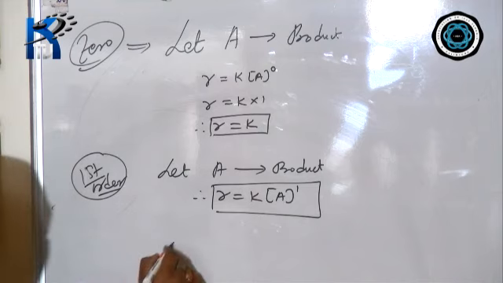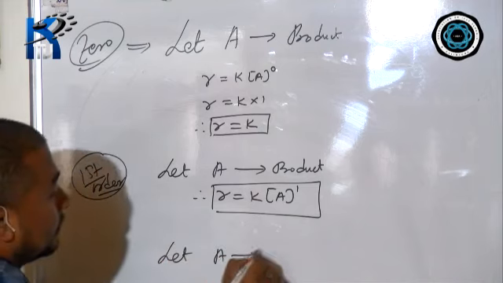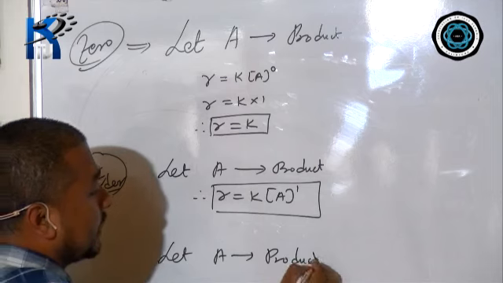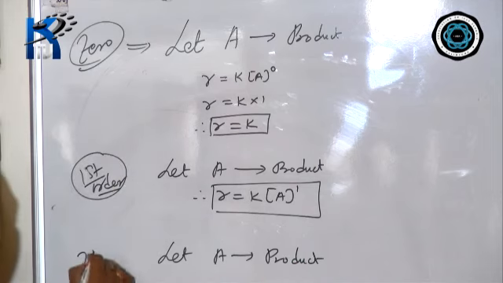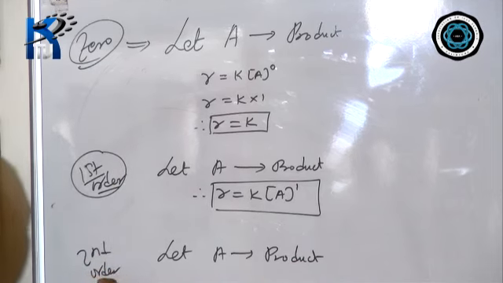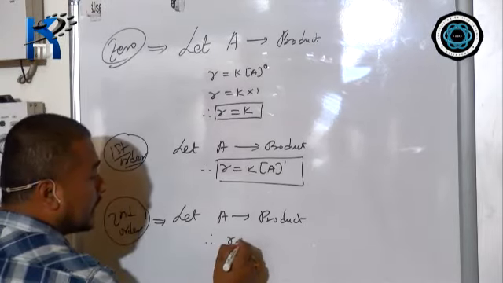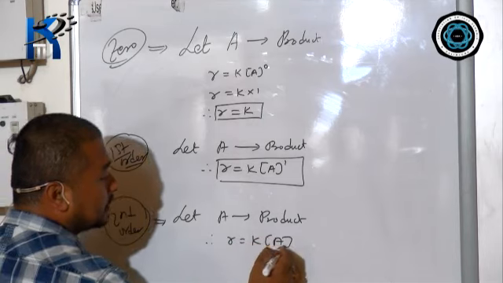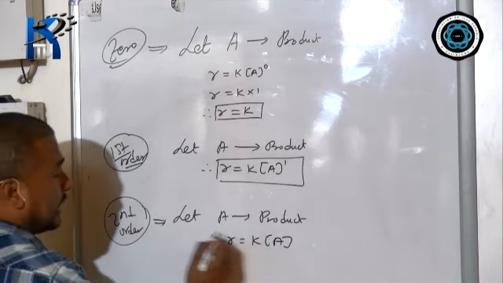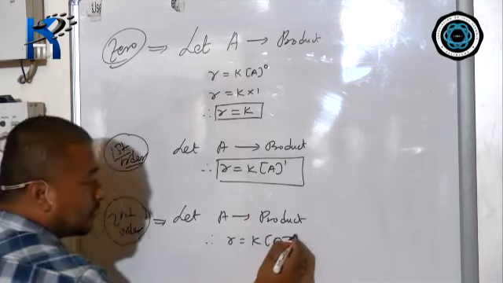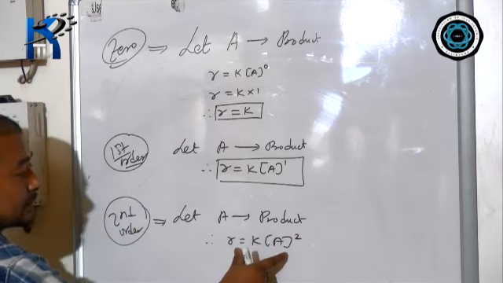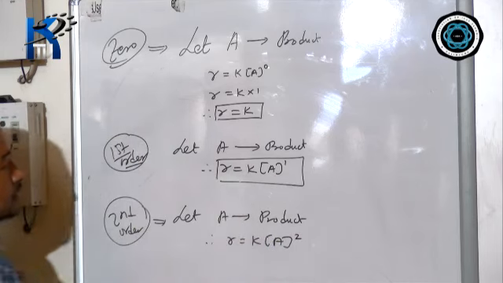Similarly, if I consider again the same reaction, A gives product, as a second order reaction, then the rate law will be R is equal to K, concentration of the reactant. Who is the reactant here? A. And since we are saying second order reaction, the power will be 2. So this is the expression for second order, first order, and 0 order so far.